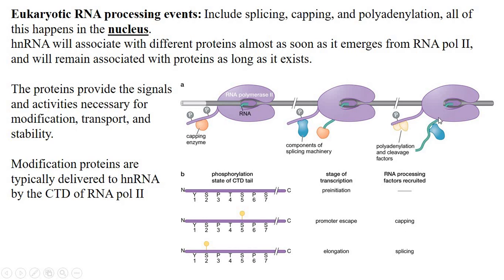Once the mRNA moves to that polyadenylation sequence, these proteins will come and bind to the mRNA, and that's where it will dissociate and make the poly A tail. These modification proteins are delivered to this heterogeneous RNA by the CTD of RNA pol 2. That's why this CTD is very important.